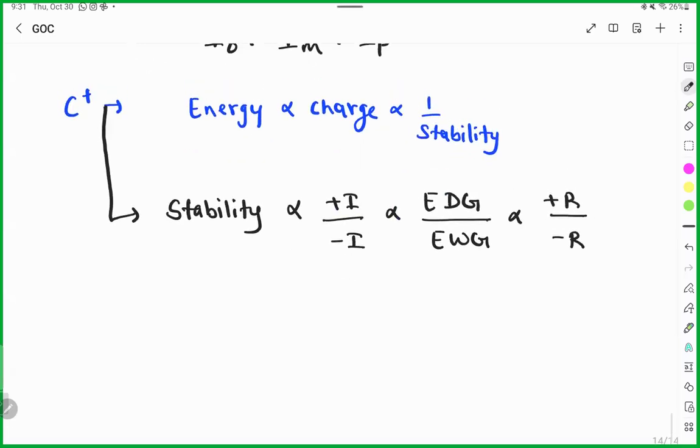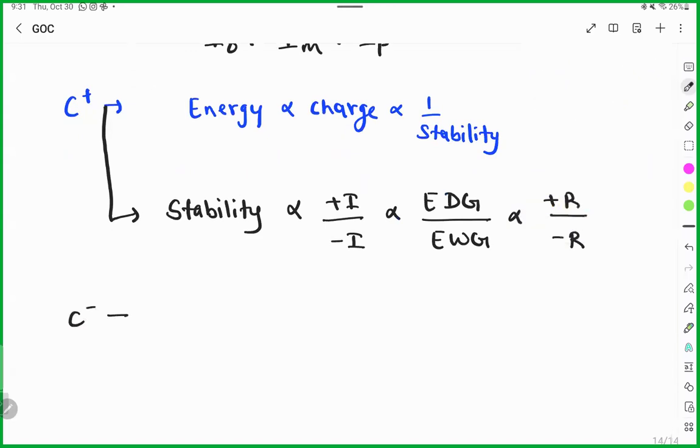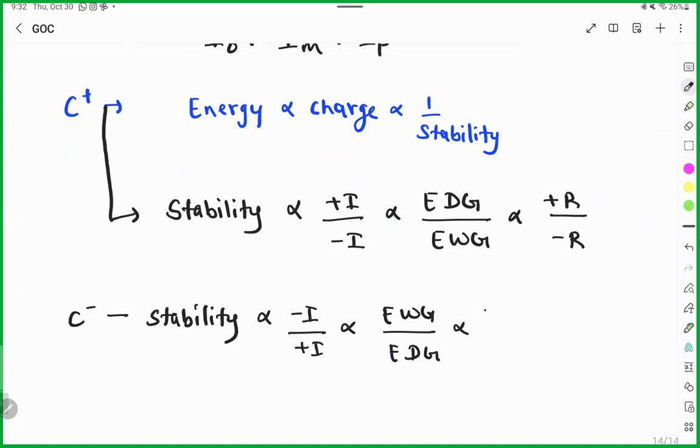And everything is opposite in the case of carbanion. In the case of carbanion, everything is ulta. For example, in carbanion, stability will increase as the minus I effect is more, or the electron withdrawing group is more, or the minus R effect is more. Okay, so carbanion is ulta of carbocation.